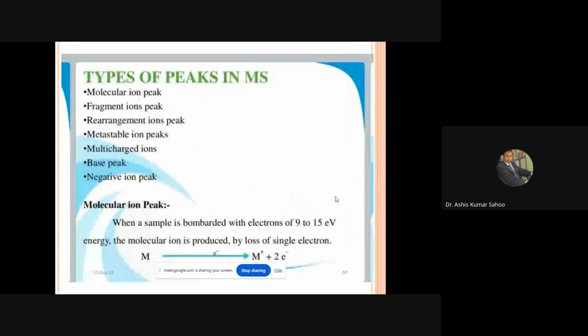So what will we get in the mass spectrum? We'll get different types of peaks. Let us discuss what peaks we get in a mass spectrometer. First, the molecular ion peak; then the fragment ion peak, rearrangement ion peak, metastable ion peak, multi-charge ion peak, base peak, and negative ion peak. So we'll get different peaks.